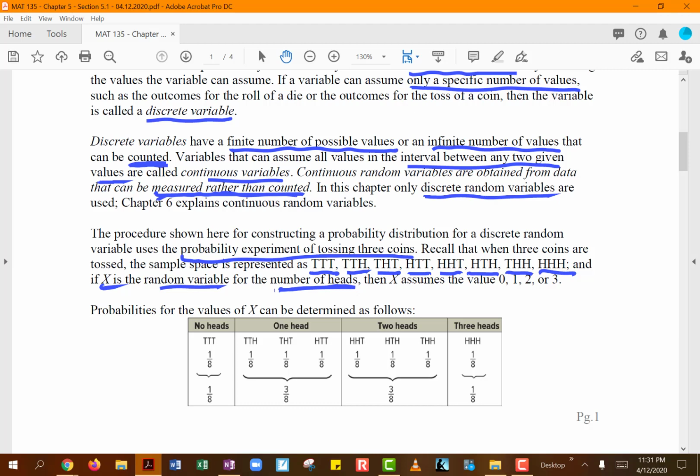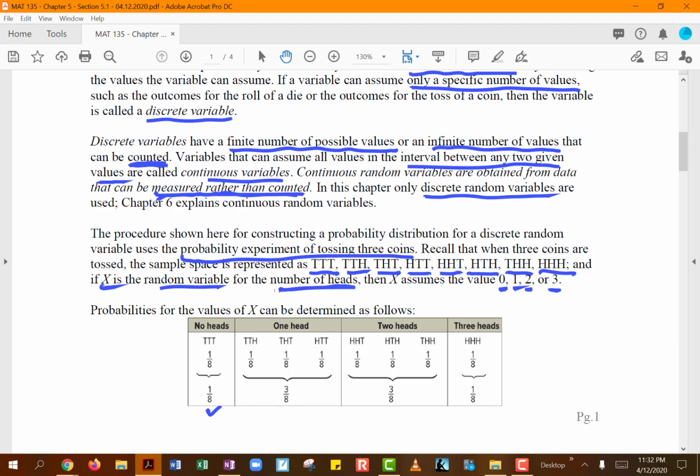So in this case, your x can assume the values of 0, no heads at all, 1 head, 2 heads, or 3 heads. Okay, so no heads, of course, 0 heads means you're going to have all your coins land on a T, right, on a tail. So that's going to be a probability of 1 out of the 8 outcomes. So that's where we get this probability of 1/8.